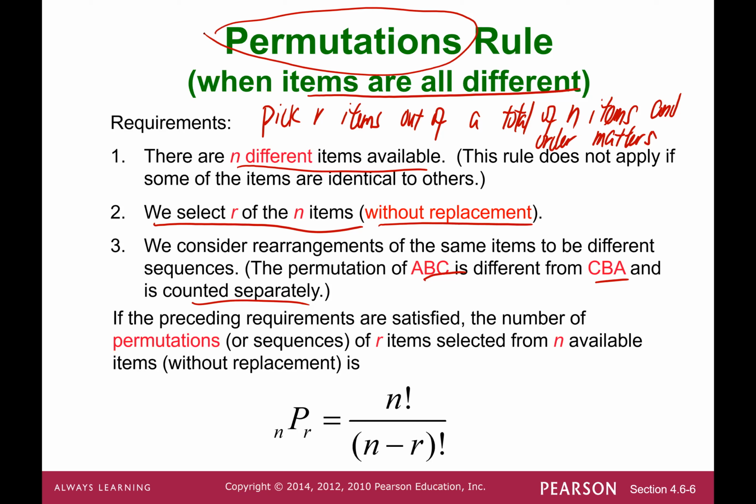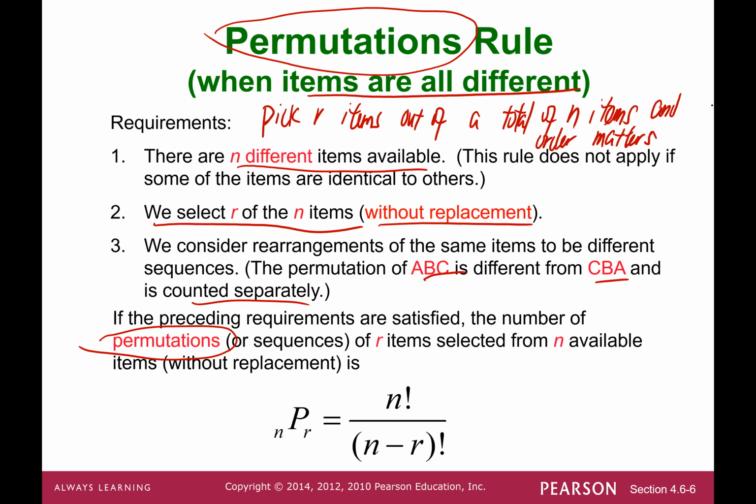And the permutation rule is n factorial over n minus r factorial. Permutation is denoted by nPr. So it's equal to n factorial, the total amount of items, over n minus r factorial. Remember, we rearrange those r items when we pick them out of the n items.